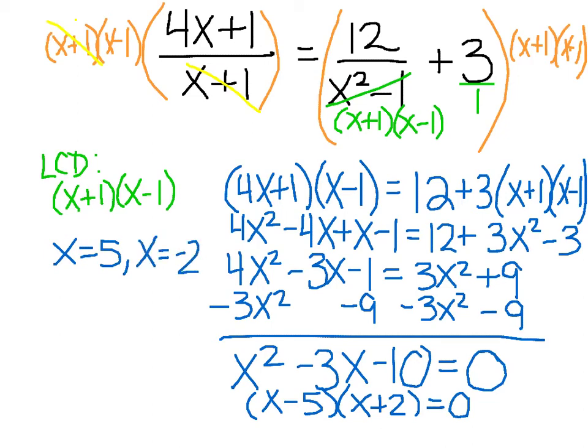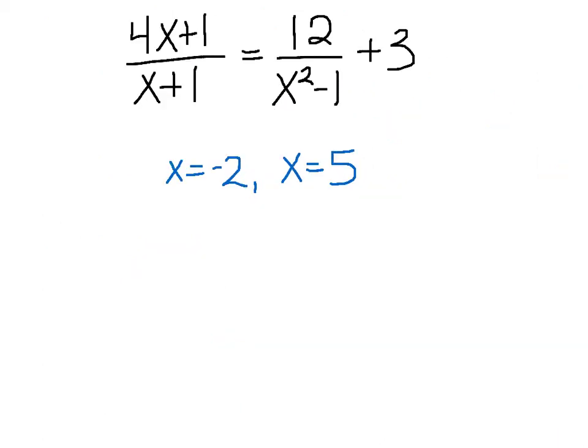Hopefully you were at least able to get that far. It's just a matter of multiplying by the least common denominator and then simplifying correctly. We still have to check our solutions. So just to give me some more space and changing the page, there's our original equation. Let's start with x equals negative 2.